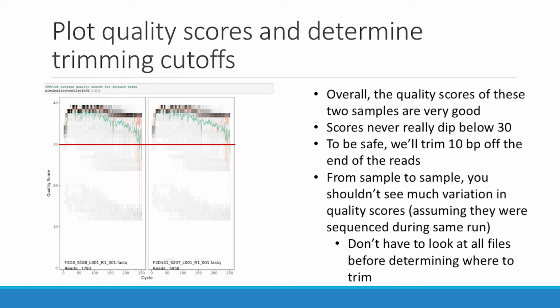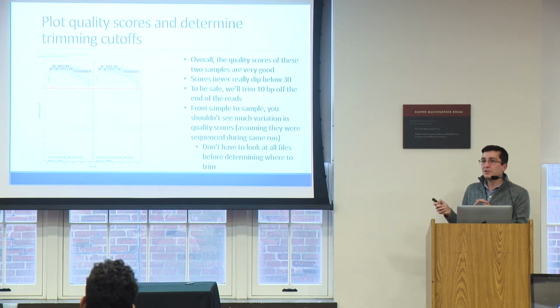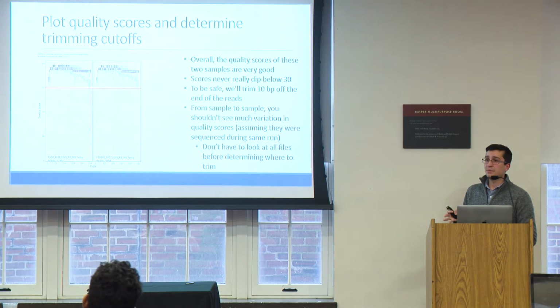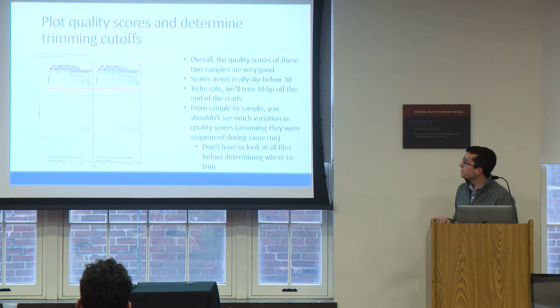For reference, the green line is the average quality score, so that's the thing you should pay most attention to in these graphs. However, at the very end of the read, maybe it gets a little bit noisier. So just to be safe, we will trim the final 10 base pairs of this read just to make sure we only have high quality data.